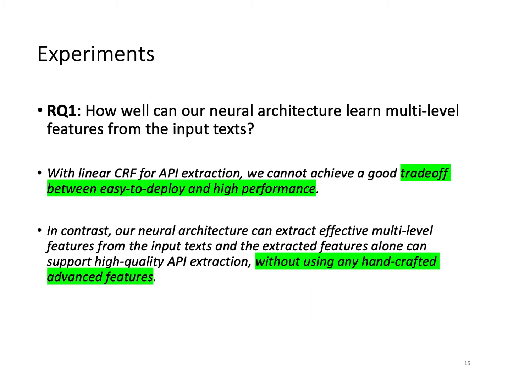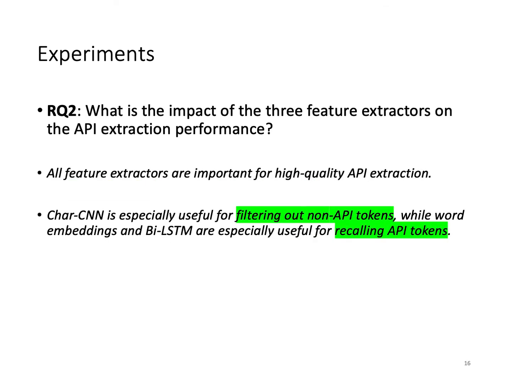In the experiments, we mainly discuss 4 questions. The first question is, how well can our neural architecture learn multi-level features from input text? We conclude that with linear conditional random field for API extraction, we cannot achieve a good trade-off between easy deployment and high performance. In contrast, our neural architecture can extract effective multi-level features from the input texts, and the extracted features alone can support high-quality API extraction without using any handcrafted advanced features.